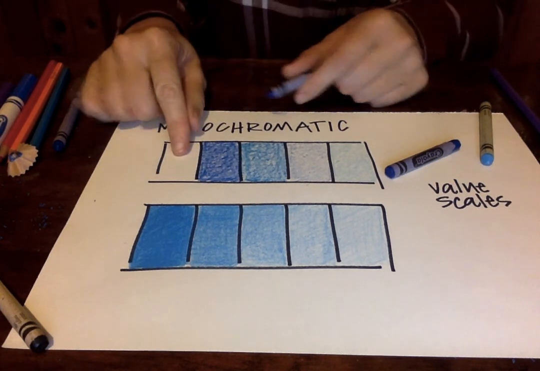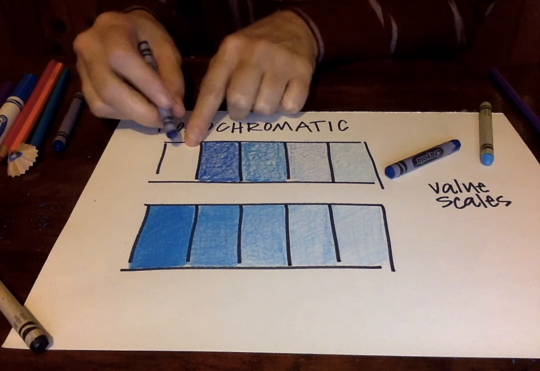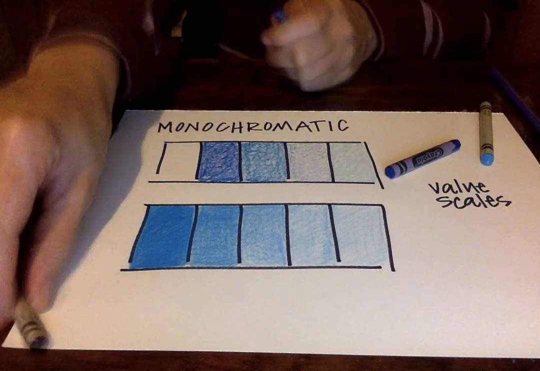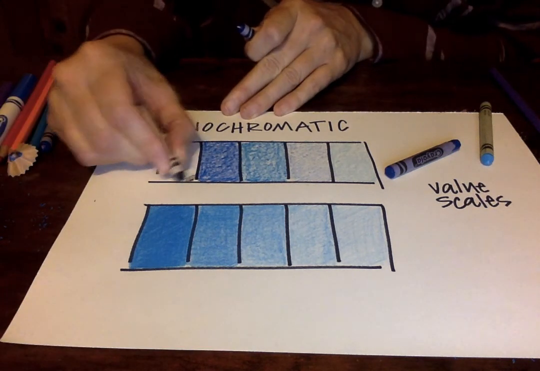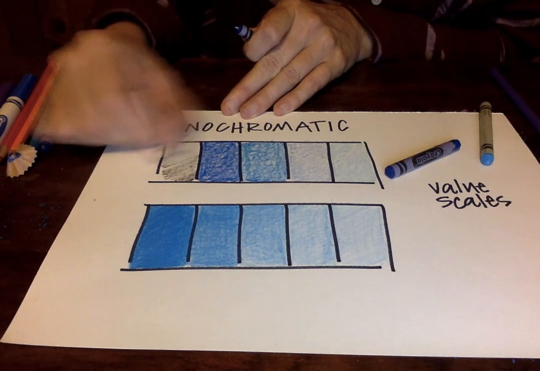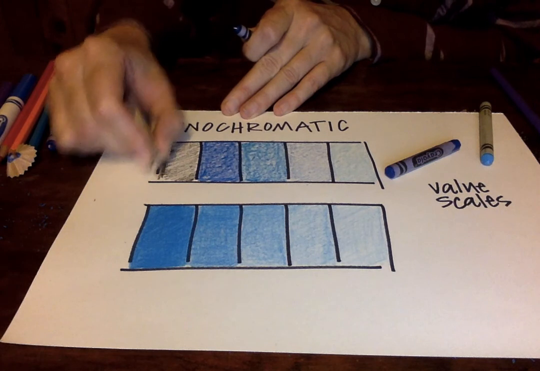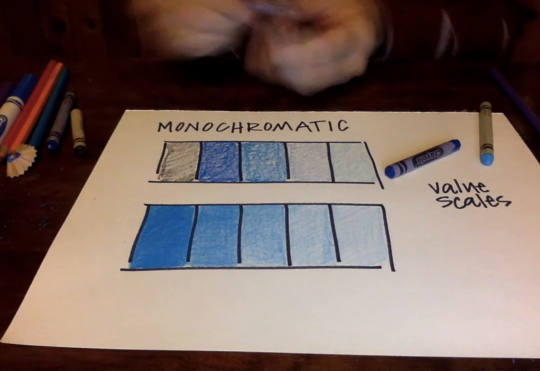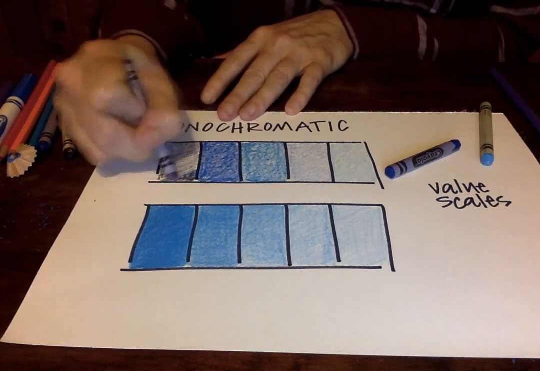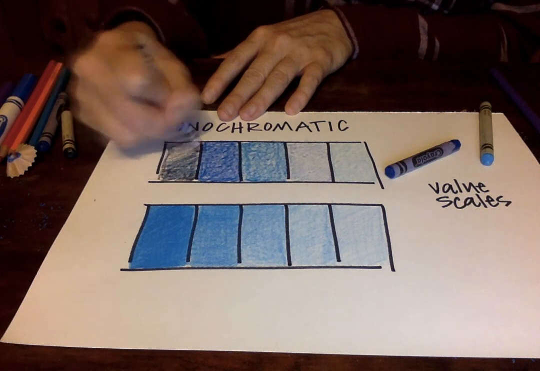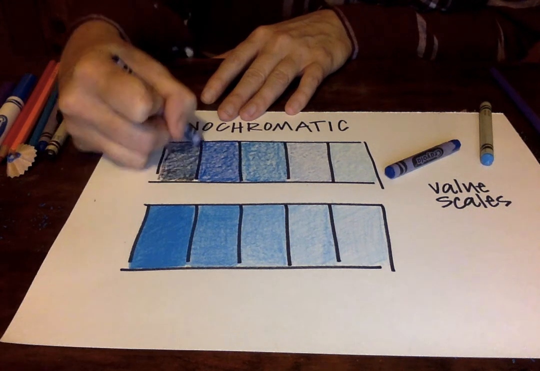Now, I don't have a darkest blue, so I could just use lots of pressure with the regular blue. What I'm going to do instead is put a very light layer of black underneath. There used to be a Crayola crayon called Midnight Blue. I don't know if they still make it. And then here is my darkest blue.